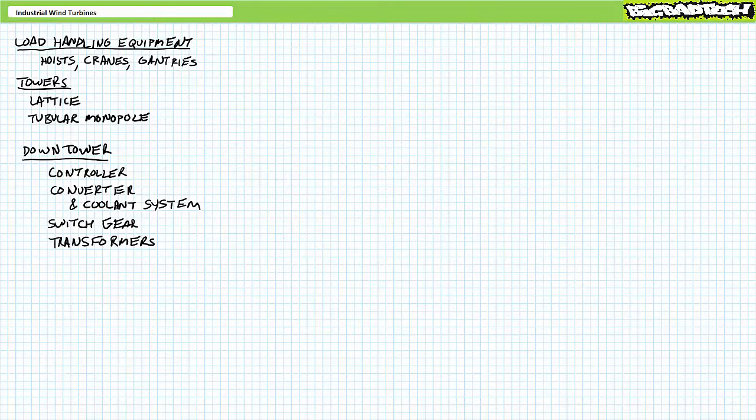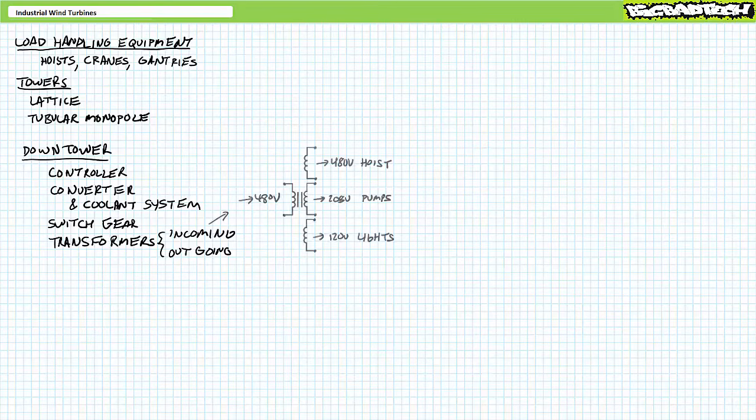Importantly, the down tower assembly houses 2 transformers, one incoming and another outgoing. For example, a particular turbine might take incoming 480 volt 3-phase AC and use 3 windings, one with a 1-to-1 turn ratio to power the 3-phase AC chain hoists, another winding with a 1 to 2.3 step down ratio to power a couple 208 volt 3-phase AC pumps, and a single winding with a 1 to 4 step down ratio to power single phase 120 volt lights and outlets.